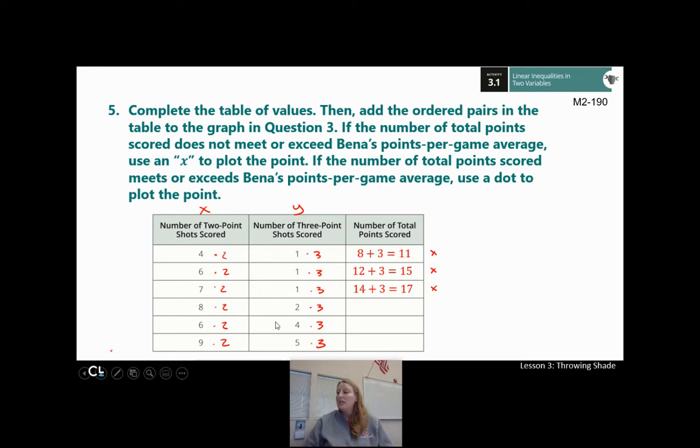8 times 2 is 16. 2 times 3 is 6. And 16 plus 6 is 22. Oh, that one made it. So when we plot this point, we're going to make a dot. I'm just making notes here to help me when I go to graph these things.